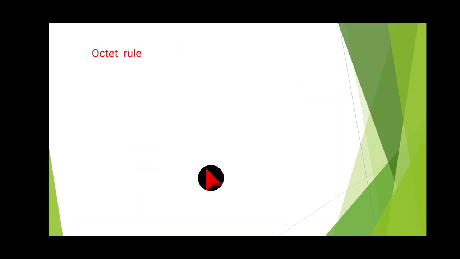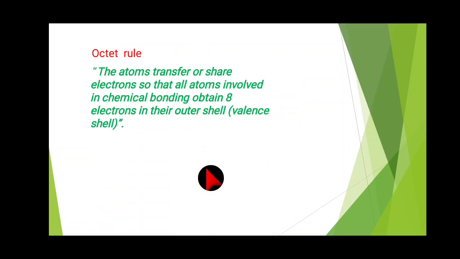Now the octet rule. So define the octet rule. Atoms transfer or share electrons so that all atoms involved in chemical bonding obtain 8 electrons in their outer shell, the valence shell. That is called the octet rule, right? So when the atoms are involved in bonding, they obtain 8 electrons in their valence shell.